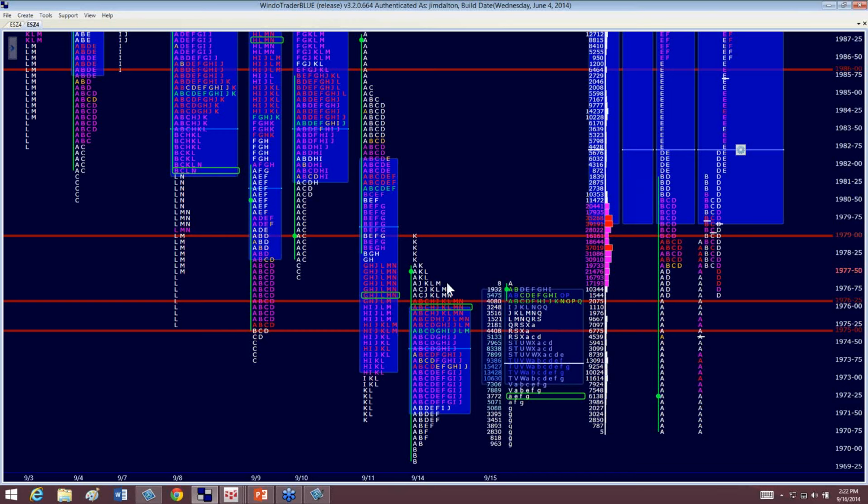So once we got rejected above the BC range, when D period came back in, the next upside objective was the early B period high up here. So this was the trade, the breakout to the downside.